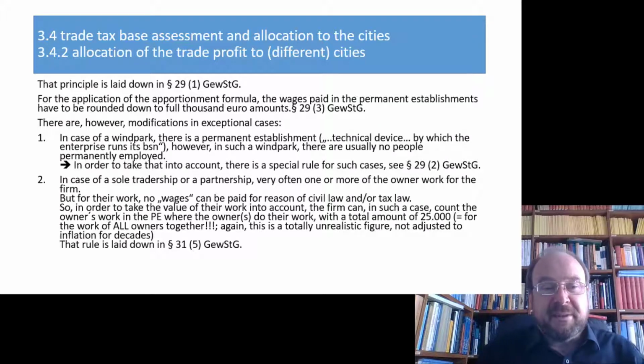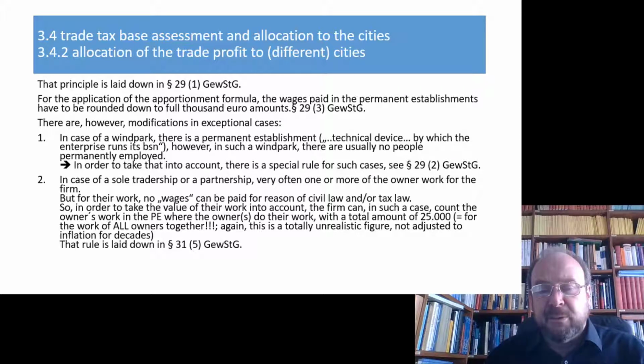Well, if you now say you have a trade tax base of, let's say, 20,000 or 10,000 euro, which has now to be apportioned to the two cities, then you would have to say, well, the wages paid in Aachen, 0. The wages paid in Würseln, where your only employee works, 100%. And so all of the profit goes to one city, although evidently half-half would be more adequate because you had two people working.